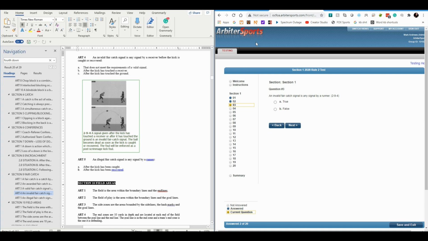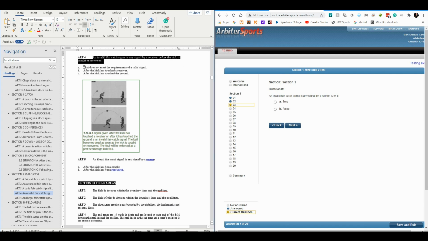Okay, question number 3. An invalid fair catch signal is any signal by a runner. And the rule reference is 2-9-4. It's right here. An invalid fair catch signal is any signal by a receiver before the kick is caught or recovered.